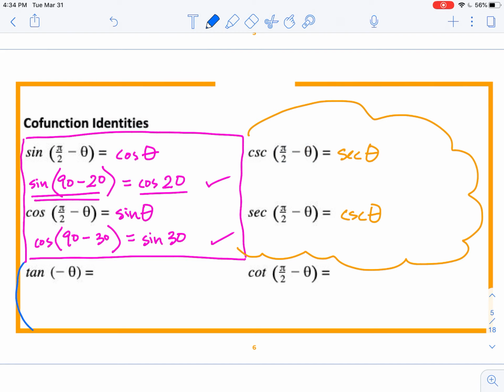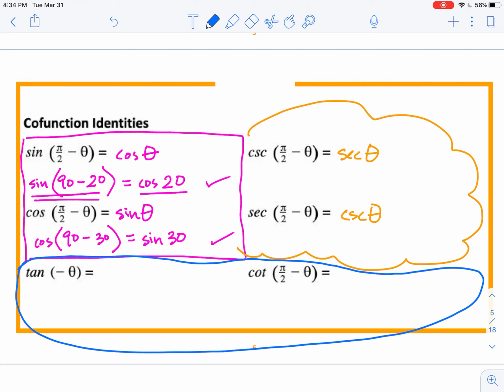And then our last cofunction pair are these 2 right down here. Tangent of, this should say pi over 2 minus theta. Tangent of pi over 2 minus theta will give us cotangent of theta. Then cotangent of pi over 2 minus theta will give us tangent of theta. And those are our 3 pairs of cofunction identities. And again, when we use these in proofs, it'll be pretty obvious because we'll have the pi over 2 minus something. That part will be there.